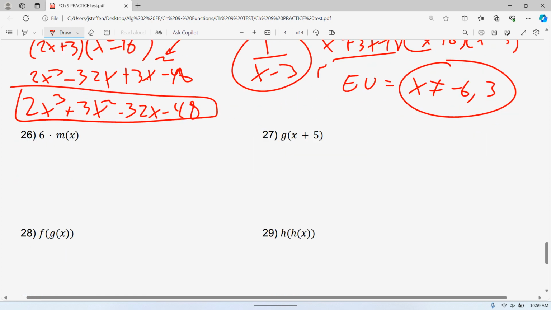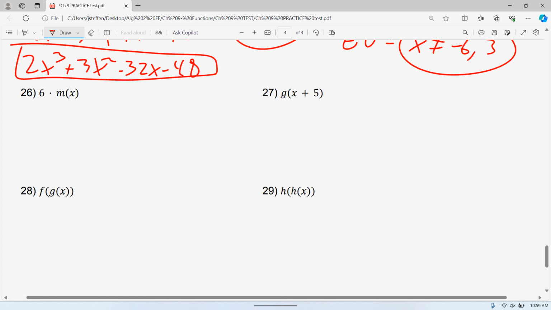Moving right along. The next one, 6 times m of x. You just take 6 and multiply by that. So 6 times x squared plus 3x minus 18. That's 6x squared plus 18x minus 18 times 6 is 72, question mark? No, not close, 108.